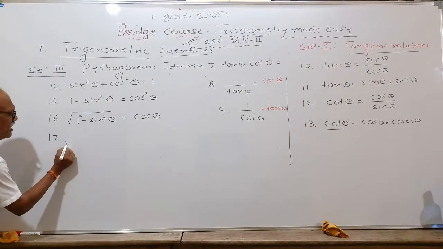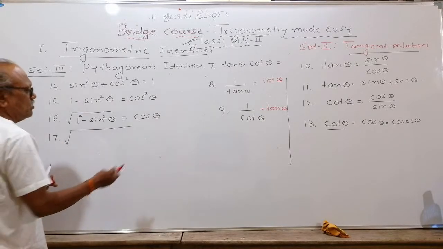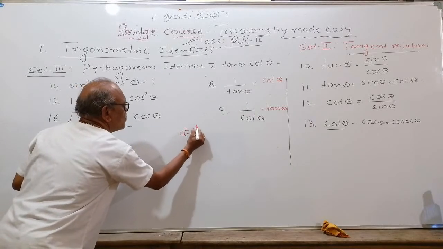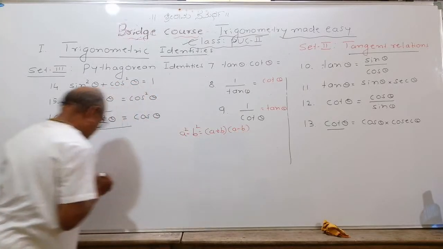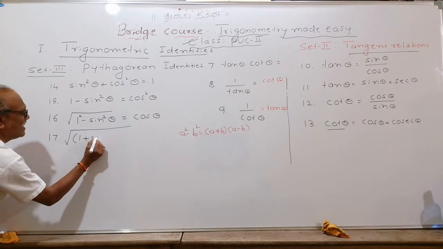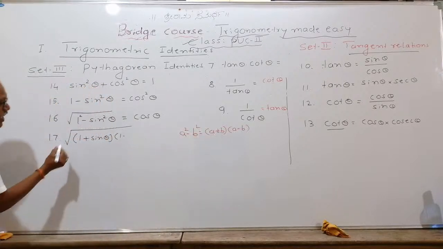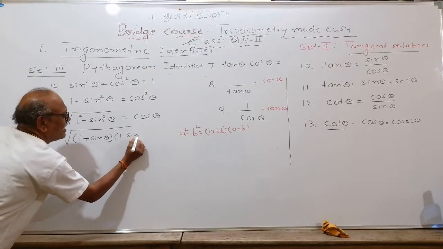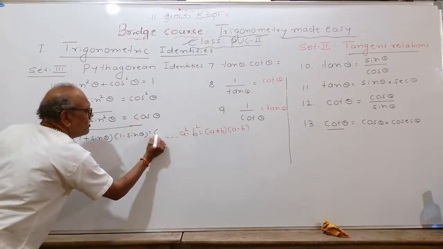Suppose there is a problem in your competitive exam like this. What is the a square minus b square formula? a square minus b square is equal to a plus b into a minus b. Suppose a problem is given like this: what is the value of root of 1 plus sin theta into 1 minus sin theta, where a is 1 and b is sin theta? Four options will be given. What will be your answer? It is cos theta only.